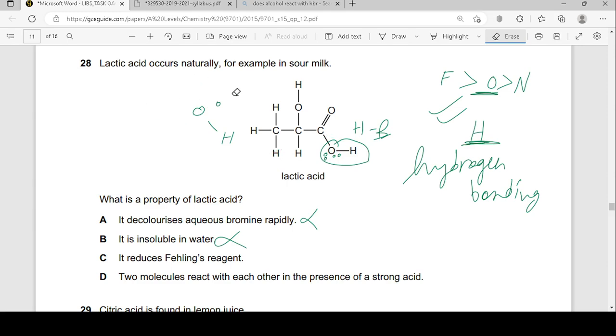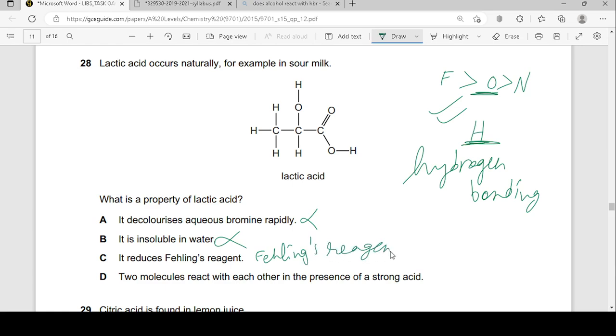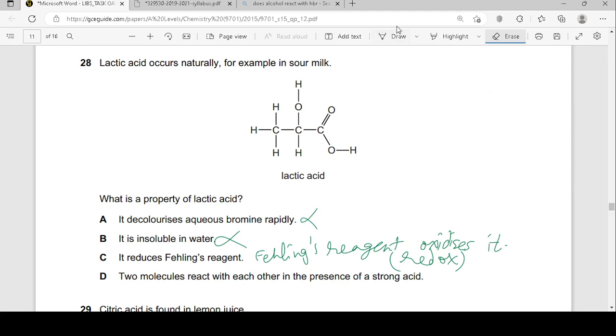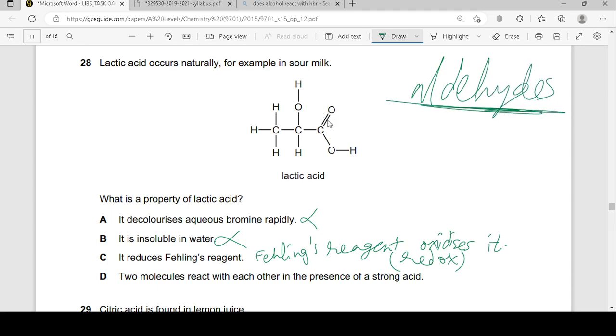Now, it reduces Fehling's reagent, which is just a convoluted way of saying Fehling's reagent oxidizes it. They're implying redox type stuff, right? So can Fehling's reagent oxidize this? Fehling's reagent actually oxidizes what? Sorry, aldehydes. Sometimes I forget such simple things. Aldehydes. So if this is not an aldehyde, it doesn't have any aldehyde group. This is a beautiful carboxylic acid.